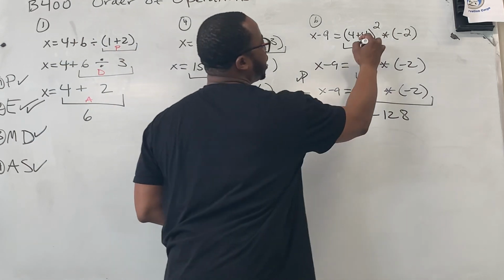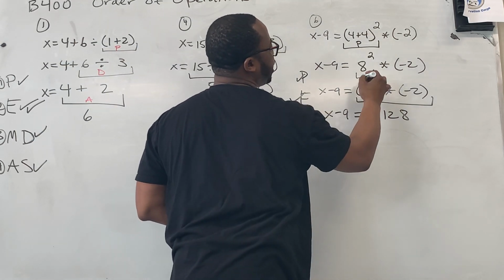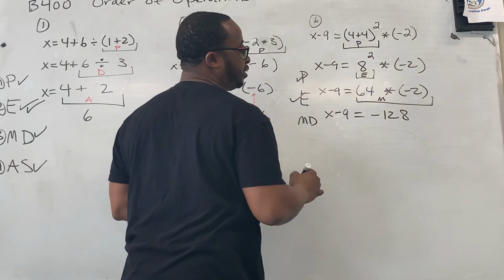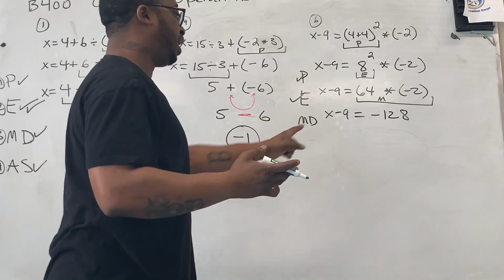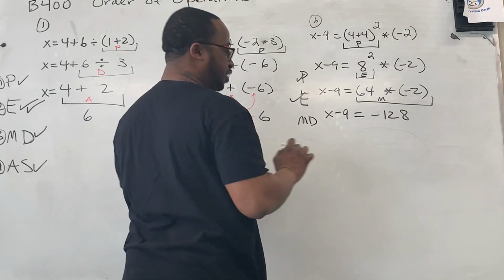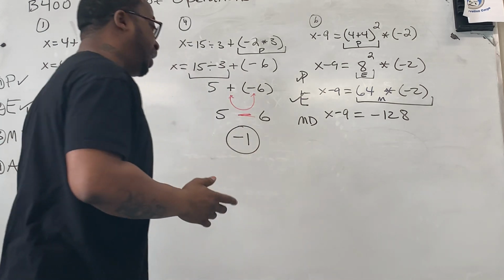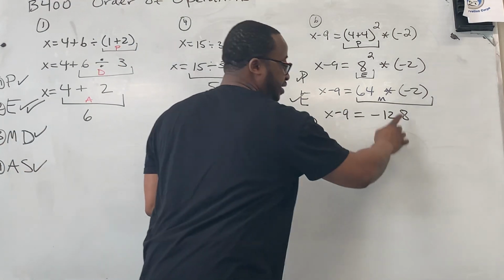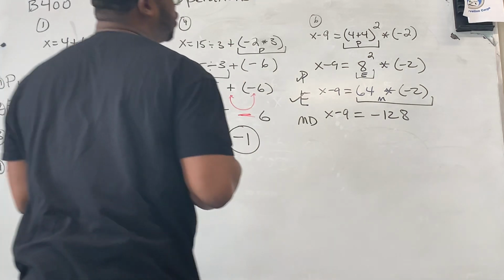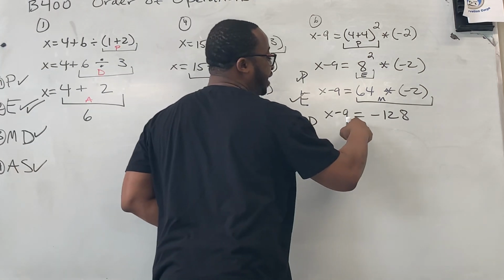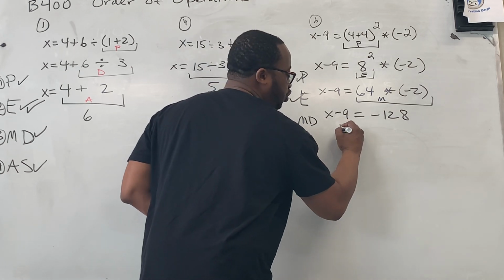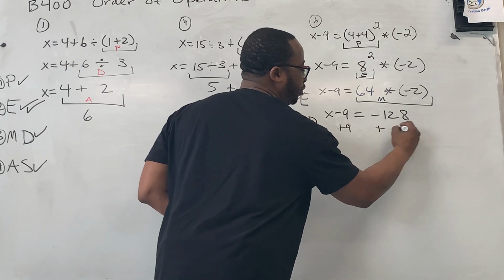And I can always check to see if I'm doing it right. I got my P here, I got my E here, I got my M here. I'm on the right track. Now I have x minus 9 is equal to -128. This is where the special case comes in. I have to bring this 9 to the right-hand side, to the -128. Since it's an x minus 9 subtraction, I want to do the opposite of subtraction. I'm going to add the 9 to both sides.